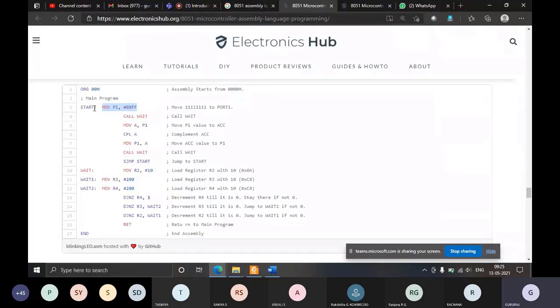Okay. So start colon, followed by an instruction. So there is a label as well as an instruction. In this instruction, MOV is the opcode, and the operands are P1 followed by the immediate data. These are the operands. Then call wait. So this is one more instruction.